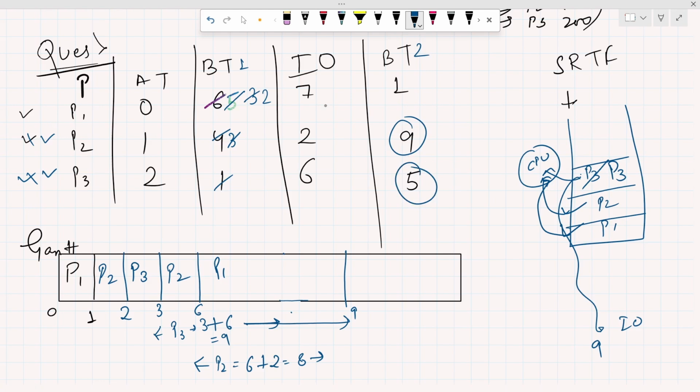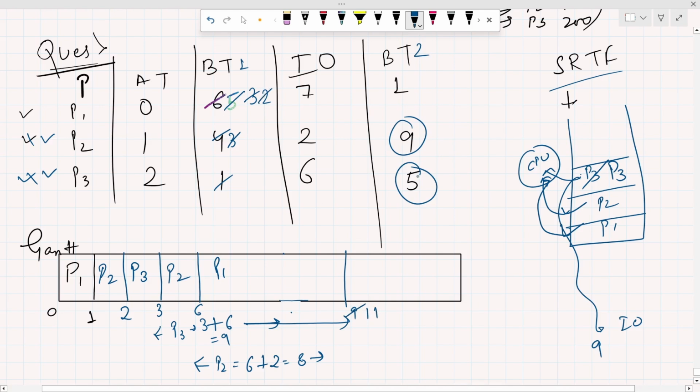Now we have to select the process that has the smallest burst time, because we are solving this question with SRTF. So the P1 process has the smallest burst time, so we select that process. Now there is no new process available and none come into the queue. So we can execute P1 completely from 9 to 9 plus 2, which means 11.